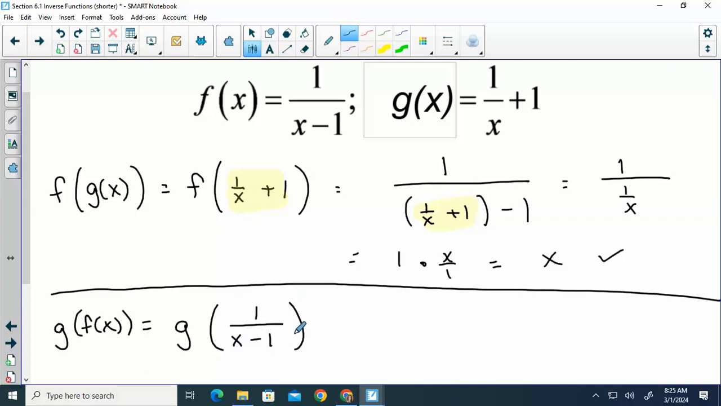So now we need to do g of f of x. So f is 1 over x minus 1. If I put that into g, g is 1 over whatever we put in plus 1.